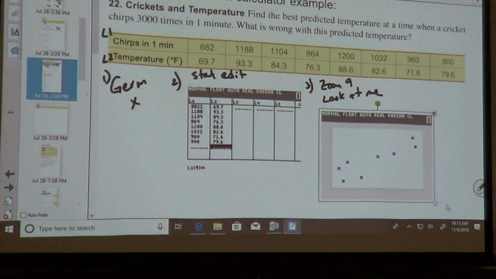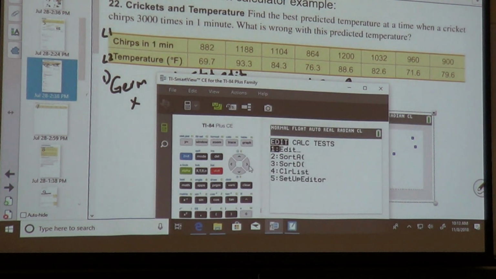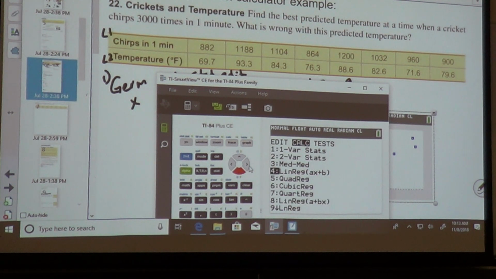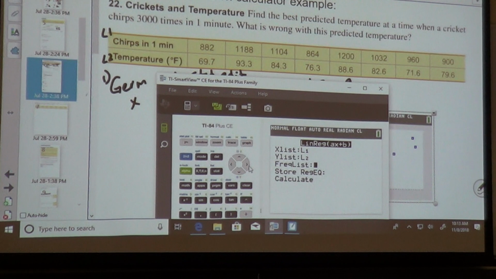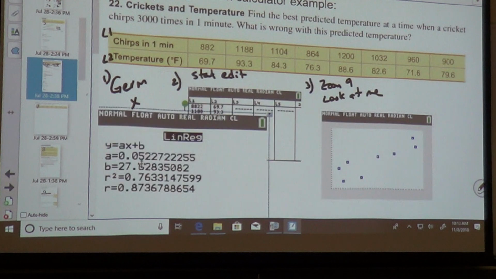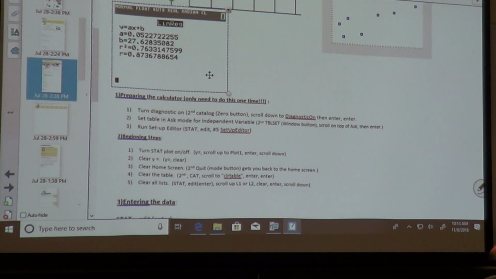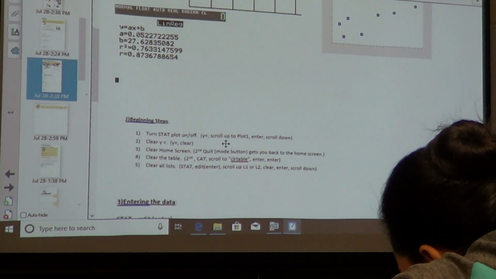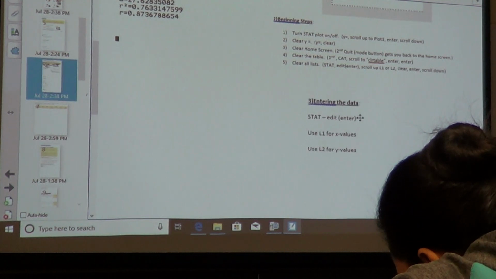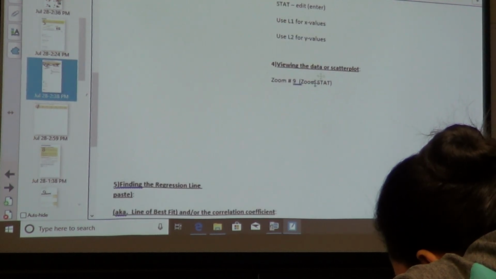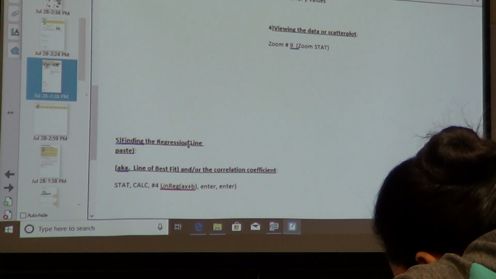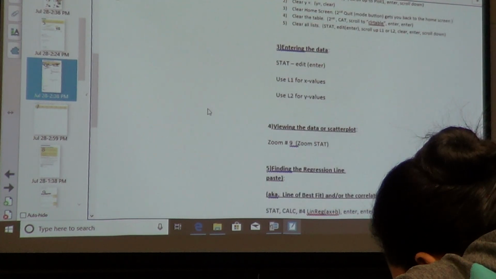So after you look at me, what do you got to do? Stat calc. We got to work it out. So we're going to do stat calculate number 4 because we're doing linear regression, ax plus b. So if my math lab says I want an equation, this is where you would go to get the equation. And I have the steps down here. So we did the beginning steps. We entered the data. We zoomed 9. And we're just now finding the regression line.